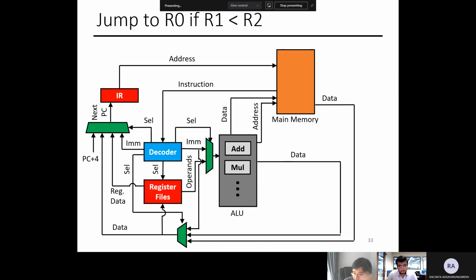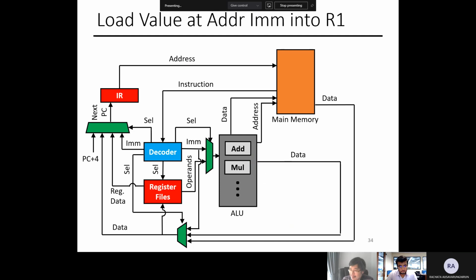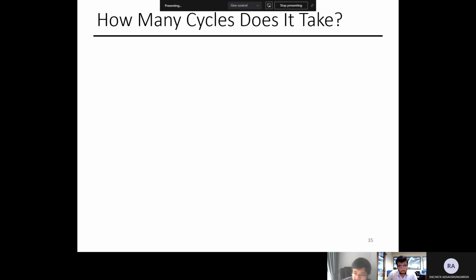So does jump. Now things get slow. You have to go to the main memory. Fetch 50. Get your address, another 50. Now you are at more than the 100 range. So this thing does take time. So how many cycles does it take?